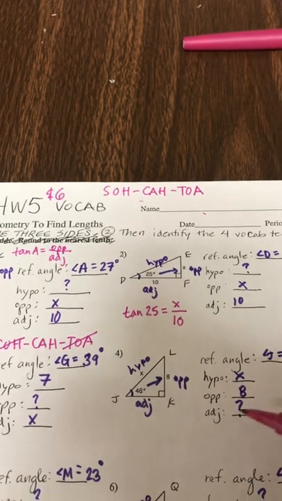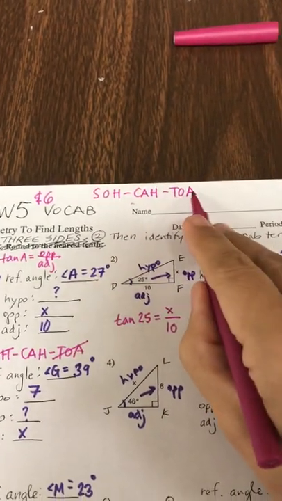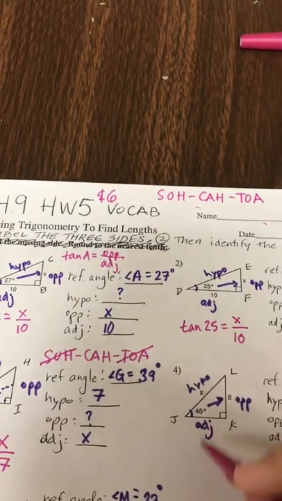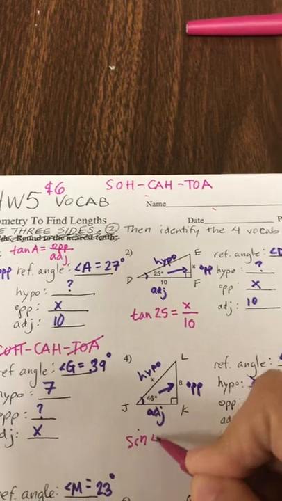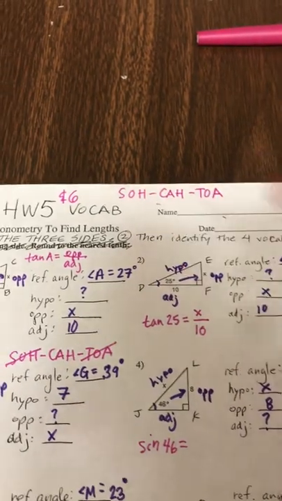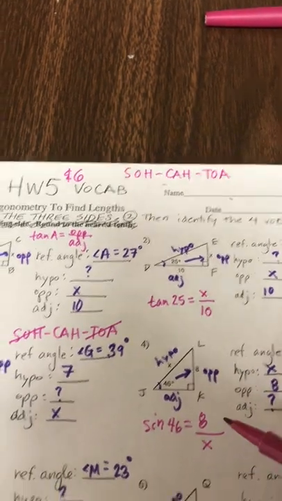I'm missing this adjacent side. So I don't have adjacent. I have to pick sine. So the sine of 46 is opposite over hypotenuse. Opposite is 8. Hypotenuse is x.